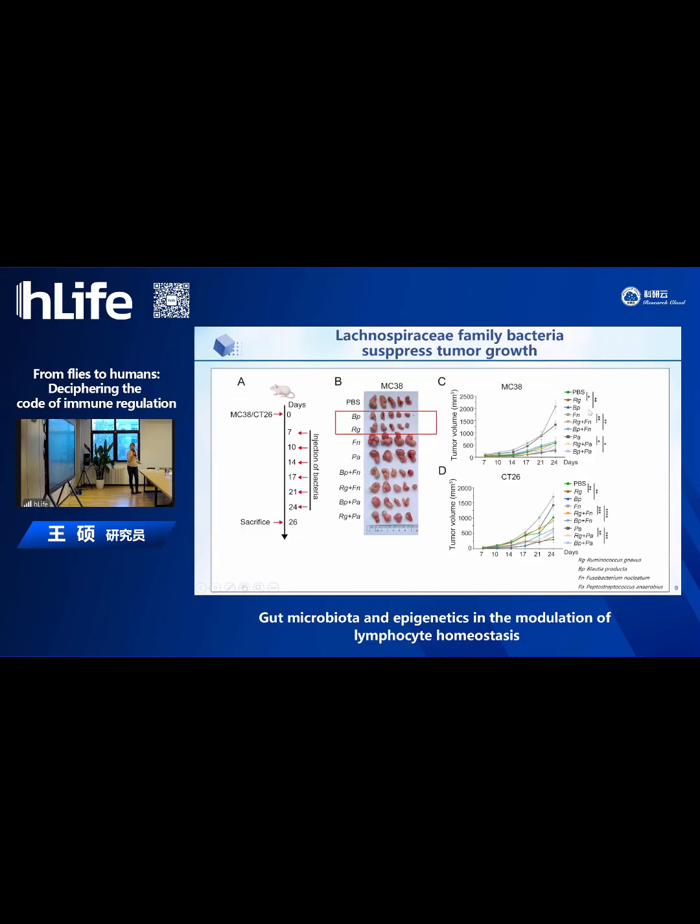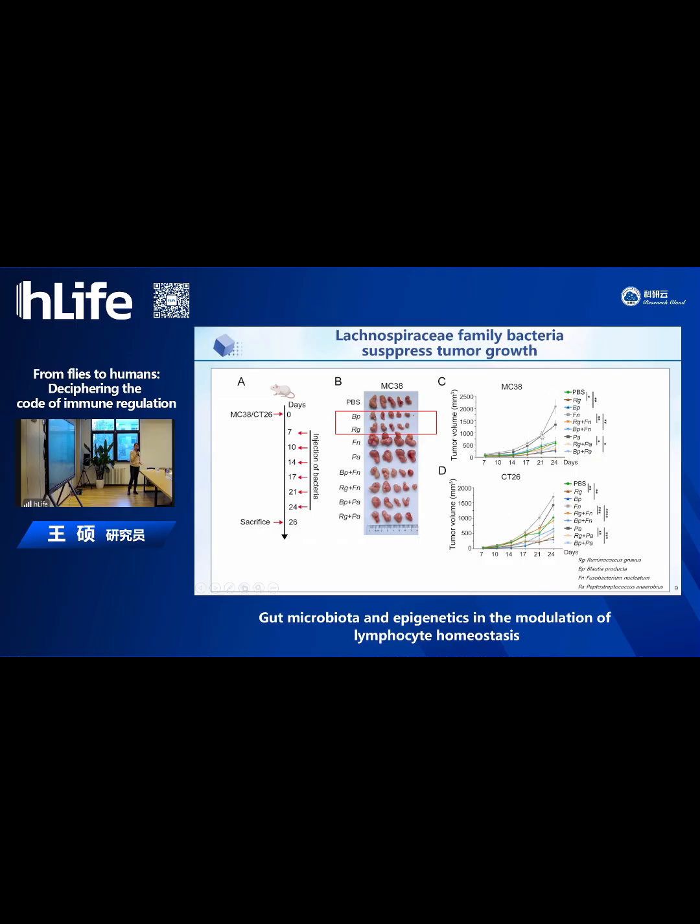Next, we wanted to know the function of these bacteria. We used the subcutaneous tumor mouse model and injected the bacteria into the tumors, and we found that the injection of these bacteria can inhibit tumor growth, both in the subcutaneous tumor mouse model and also the spontaneous mouse model using AOM-DSS treatment. So we found that Lactobacillus family bacteria can suppress tumor growth in the mouse model.